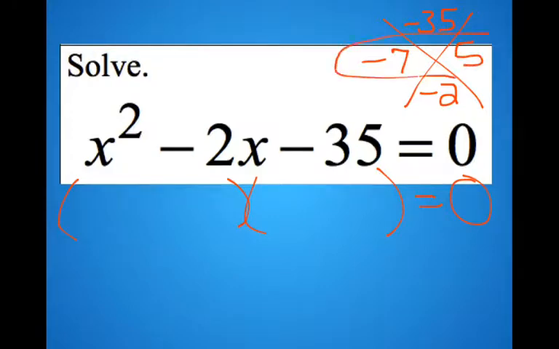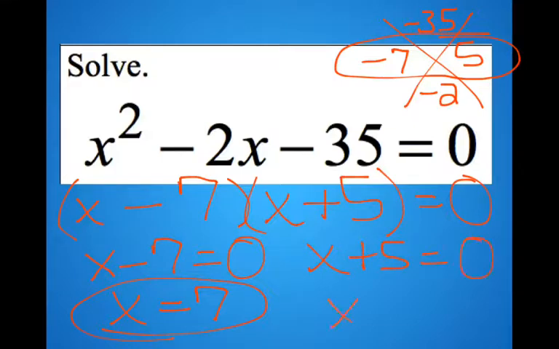So we're going to be able to take both of those numbers and just go straight to the factors. So x minus 7 and x plus 5. And this is more than just factoring, it's solving because we have an equation. So we just set each of these factors equal to 0 and solve for x. X equals 7. X plus 5 equals 0, so x equals negative 5, so both of those are solutions to that equation.